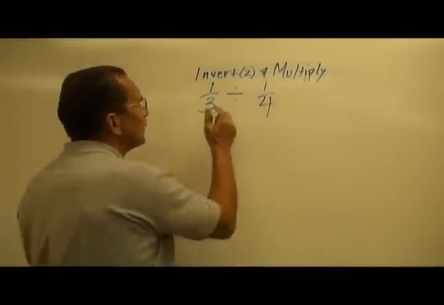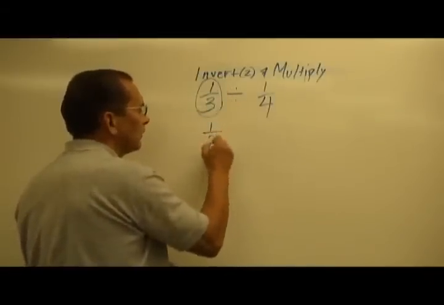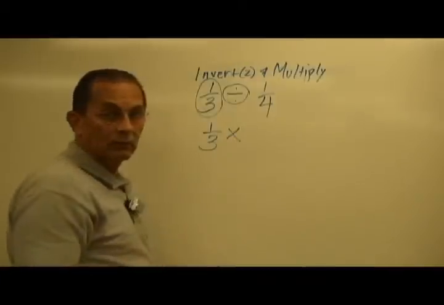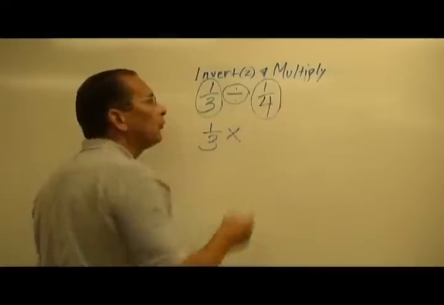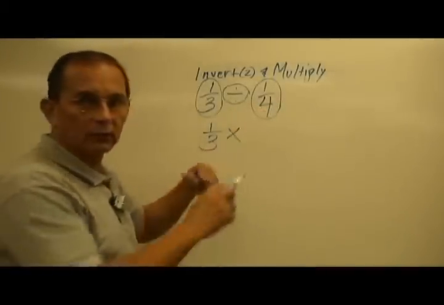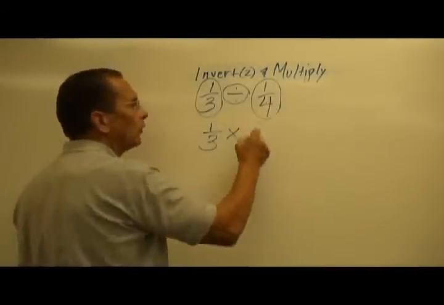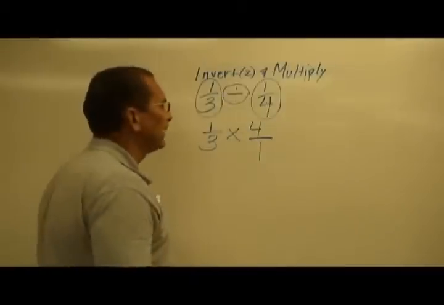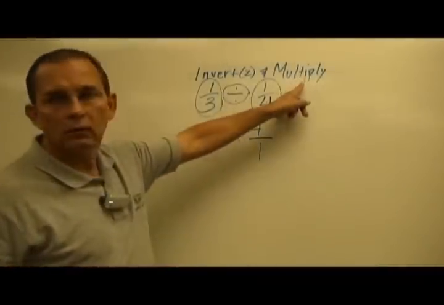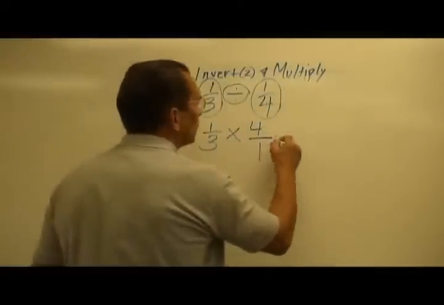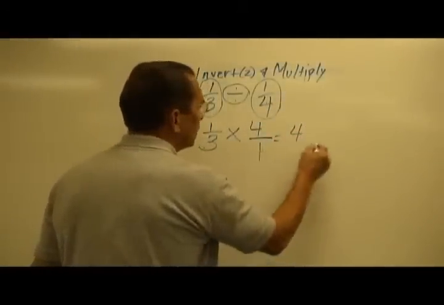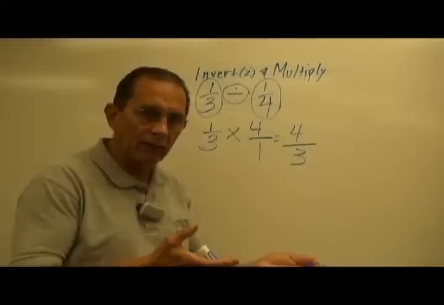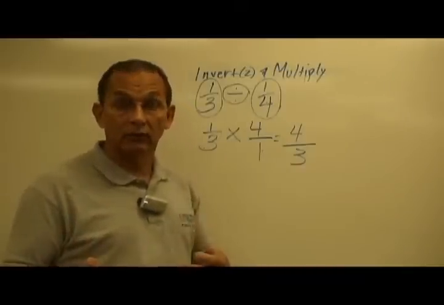But basically what you do is you keep the first fraction the same. You change the division sign to multiplication. And you turn or flip or invert the second fraction. You simply flip it upside down. The 4 goes to the top. The 1 goes underneath. I inverted it. I flipped it upside down. And then you multiply. 1 times 4 equals 4. 3 times 1 equals 3. And there you have the basic concepts of multiplying and dividing fractions.